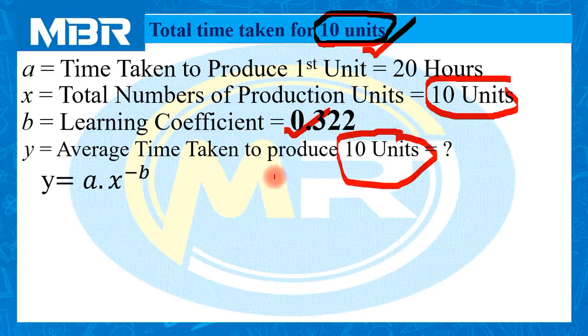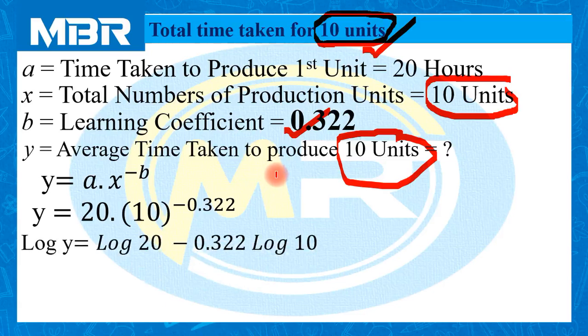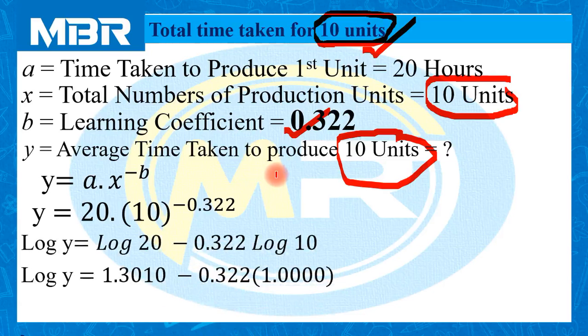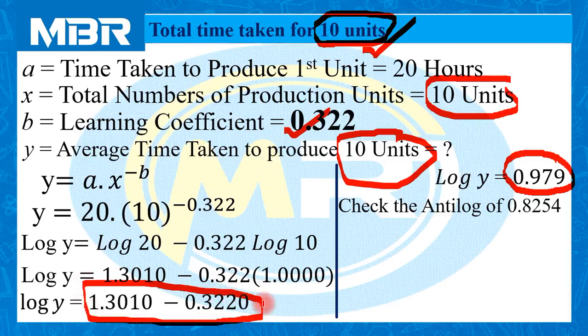Insert the formula, and in this formula insert the variables: y is equal to 20 multiplied by 10 raised to the power minus 0.322. Solve the formula with the help of the logarithmic table, and you will find the result of log y as 0.979. 0.979 is the result of 1.3010 minus 0.3220.